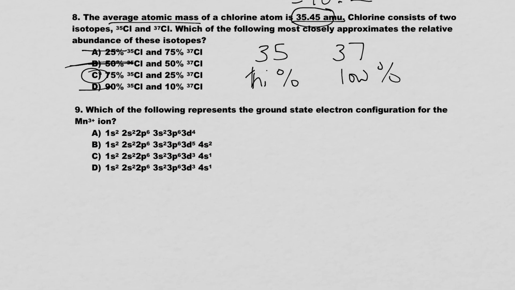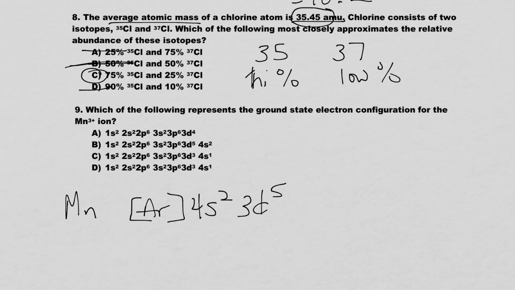Looking at 9, we're going to switch to some electron configuration. Which of the following represents the ground state electron configuration for the Mn3+ ion? If needed, you might want to consider writing out the manganese atom's electron configuration. I'm just going to go ahead and write the noble gas. This is for the atom that's not an ion. So the noble gas that comes before manganese is argon. And then starting after argon, it would be 4s2 and then 3d5.